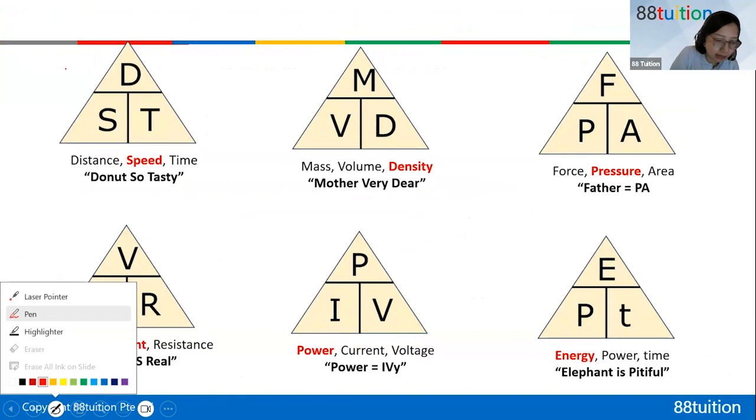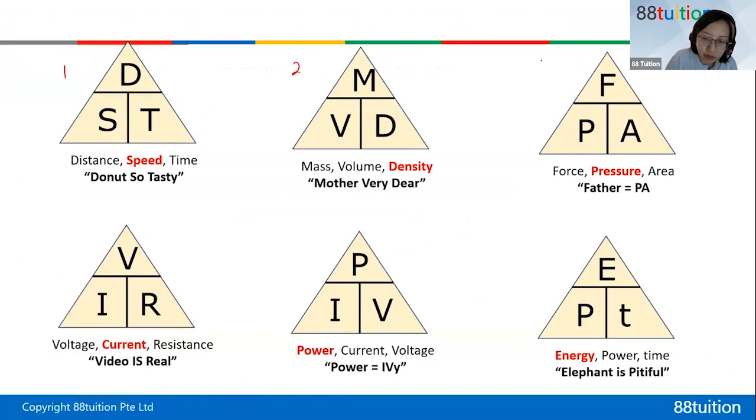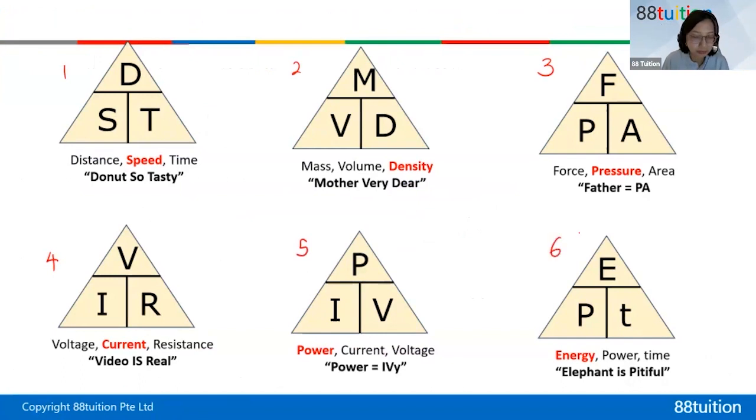All right, so I'm going to call this number 1, number 2, number 3, number 4, number 5, and number 6. Can you type into the chat which formula you have learned? For example, number 1 is talking about speed. If you want to find speed, whatever you want to find, you use a finger and cover it up. So imagine you cover up S, then you have D on top and T below. So distance divided by time will give you speed.